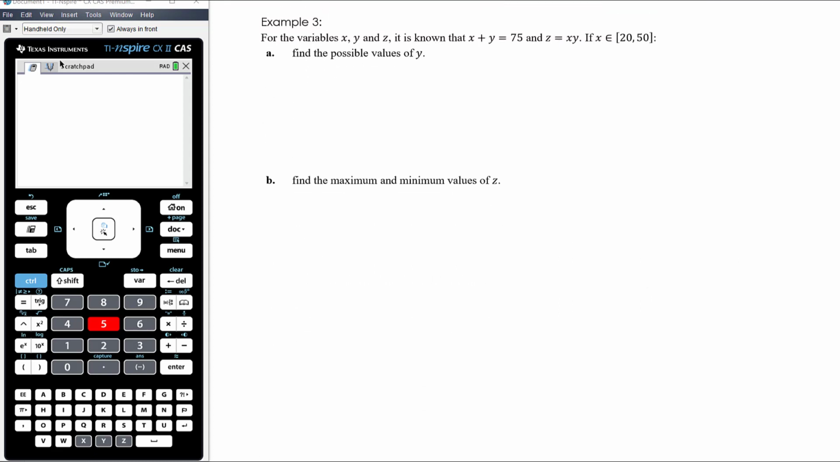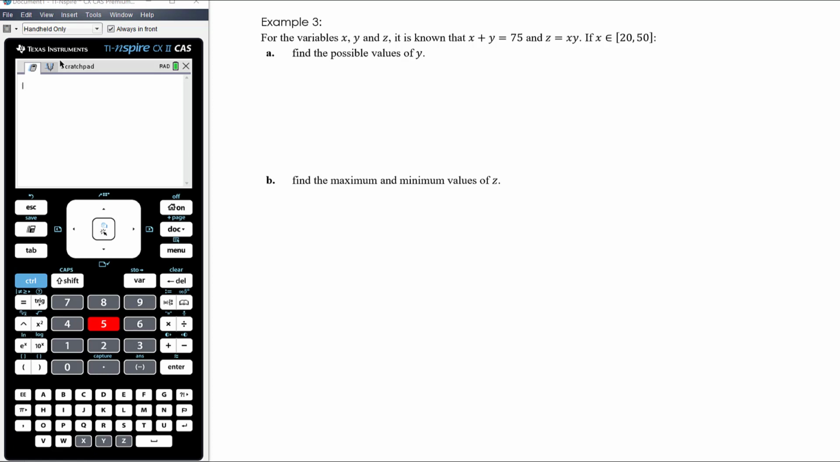Okay, let's have a look at the third example. This follows the same process as many problems that have context. And again, it's still about what are you trying to maximize or minimize, come up with an equation for that with only one variable in it, find the maximum point, etc. So find the possible values: for the variables x, y, and z, it's known that x plus y is 75 and z equals x times y. If x can only be between 20 and 50, find the possible values of y.